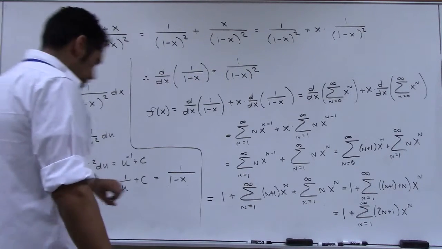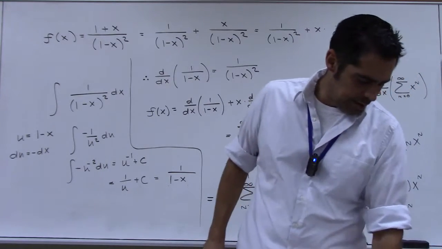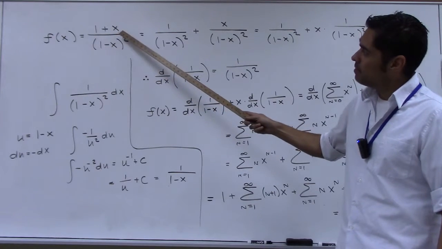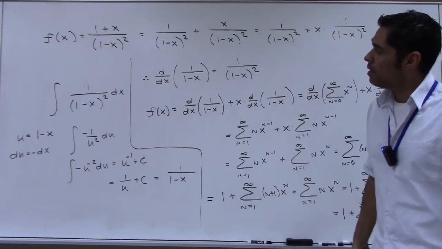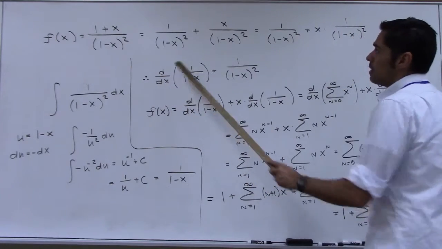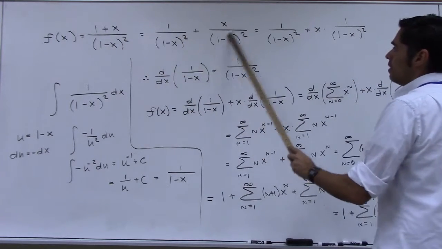Okay, I'm going to just talk through number 19 and 8.6. The original function was (1 plus x) over (1 minus x) squared. So what we can do is split this into two fractions, the 1 over this and then the x over this.